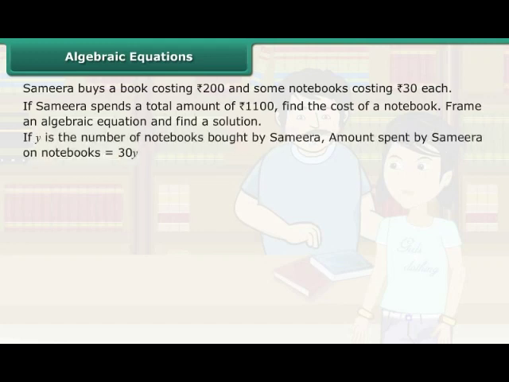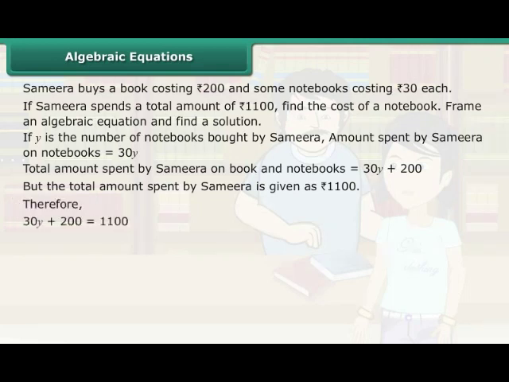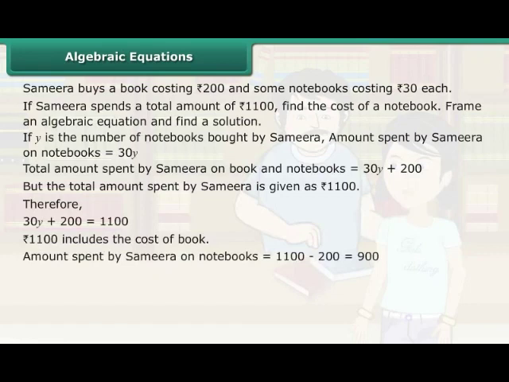If y is the number of notebooks bought by Samira, amount spent by Samira on notebooks is equal to 30y. Total amount spent by Samira on book and notebooks is equal to 30y plus 200. But the total amount spent by Samira is given as 1100 rupees. Therefore, 30y plus 200 is equal to 1100. 1100 rupees includes the cost of the book. Amount spent by Samira on notebooks is equal to 1100 minus 200, which is 900. 30y is equal to 900.